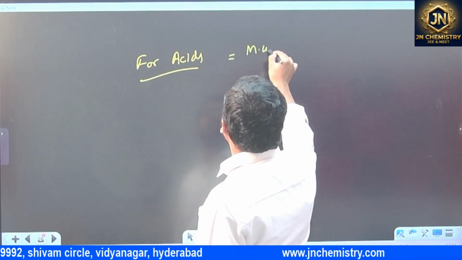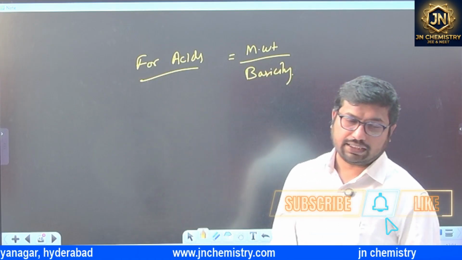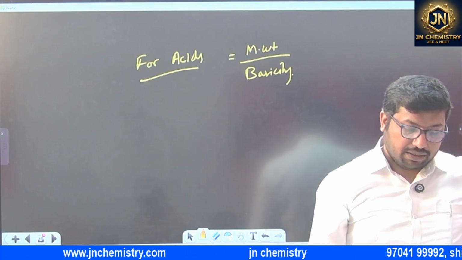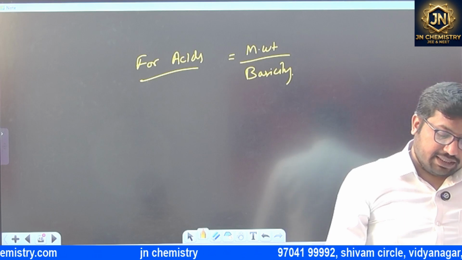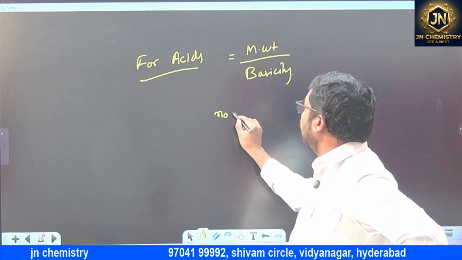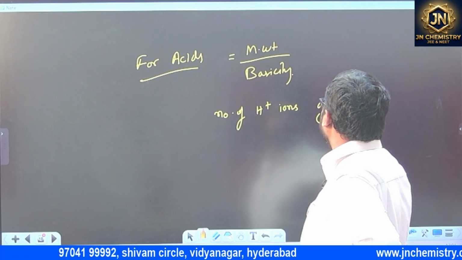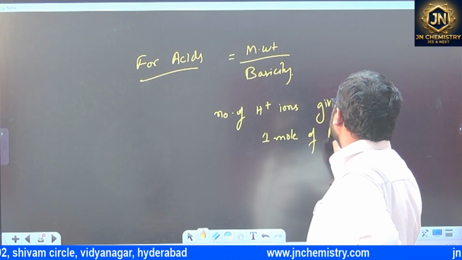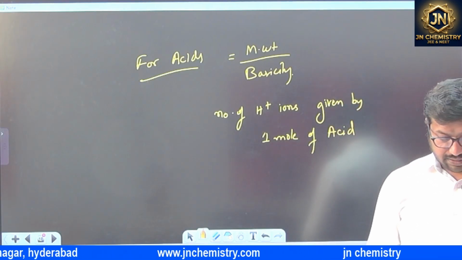For acids, molecular weight by basicity. Write one more statement. Basicity is equal to, as I already told you, the number of H plus ions given by 1 mole of acid. Basicity is defined as the number of H plus ions given by 1 mole of acid.